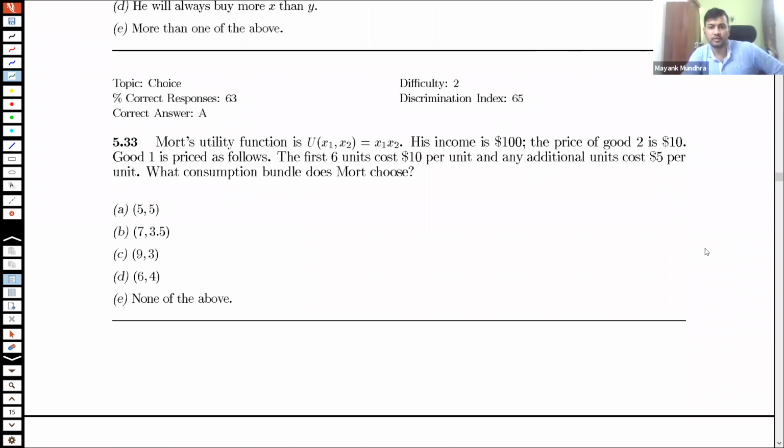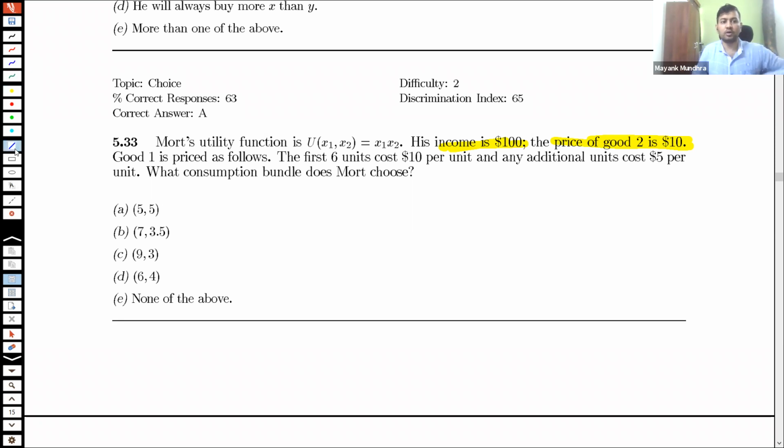Okay, Mod's utility function is utility equals x1 into x2. His income is $100. The price of good 2 is $10. Okay, so P2 is 10. Income is 100. Good one is priced as follows. The first 6 units cost $10 per unit. Any additional units cost 5 per unit. What consumption bundle does Mod choose?